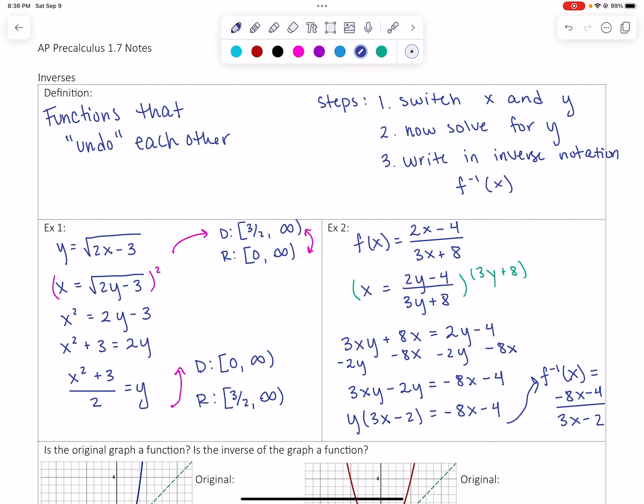Wouldn't quite have enough room in that box, but what we get there is that you want to remind yourself that you do need to get as many y's as you can over to one side, and then go ahead and factor out that y. That's the little trick with those rational functions in terms of finding your inverses.